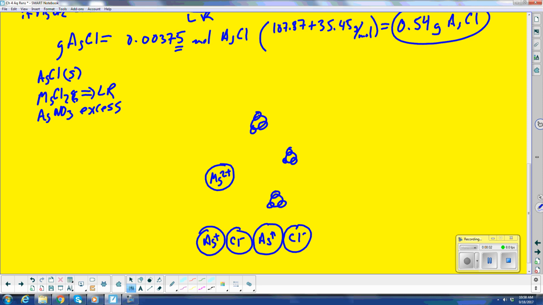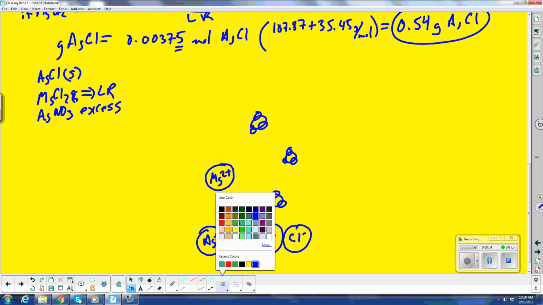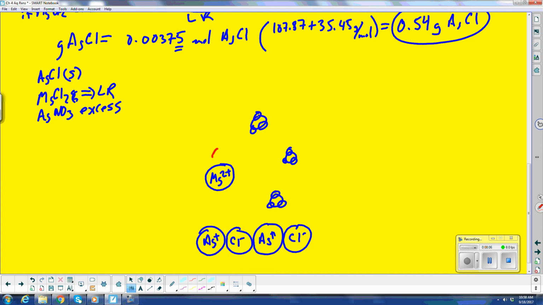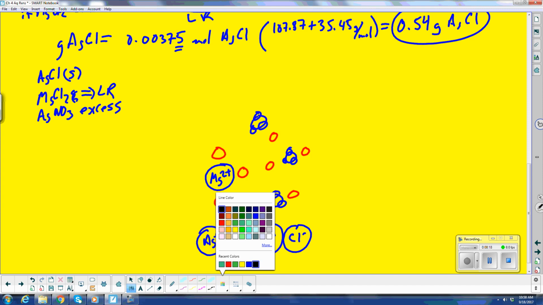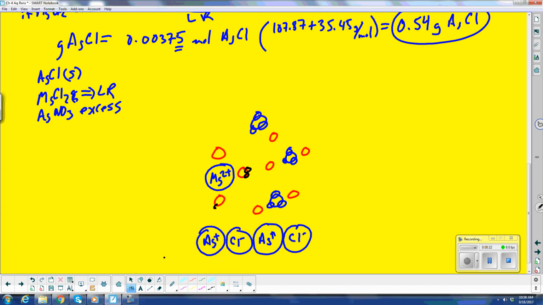So should I use a different color for water? Okay, let's go with the red for my water. Let's put an oxygen there, and an oxygen there, and an oxygen there. How about an oxygen there, and an oxygen there? Oxygen, oxygen, oxygen. Okay, that looks pretty good. Let's throw some hydrogens down. So remember, the hydrogen side is going to be the positive side. So something along this line would be my picture.